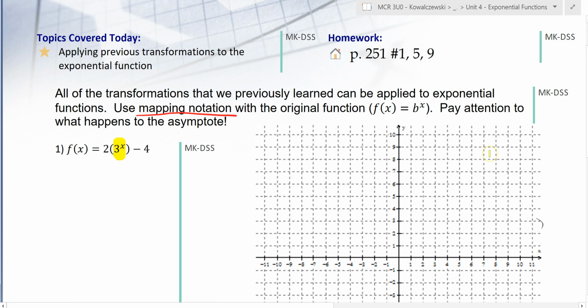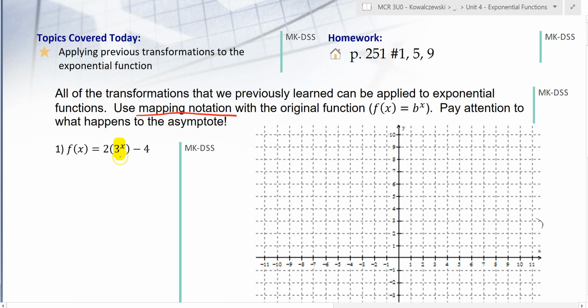The points that we map are going to be a little bit different depending on what the base is. So I'm going to explain to you how we can find those points. But first, let's just talk about the mapping notation. If we have 2 times 3 to the power of x minus 4. Now, I already highlighted here 3 to the power of x. That's our base function, or our parent function like we used to call it. So the question is, what does the 2 do to the function? What does the minus 4 do to the function?